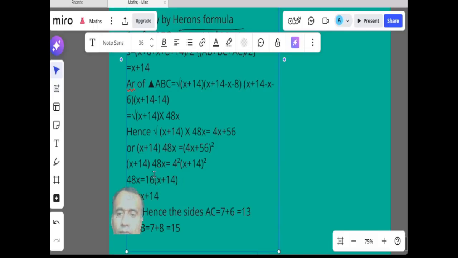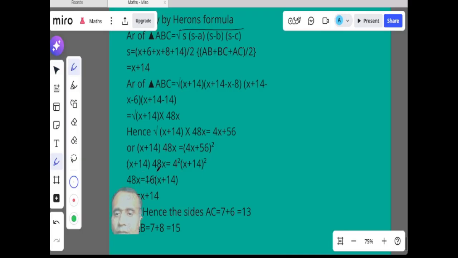Further, we can divide by 16. 16 times 1 is 16, 16 times 3 is 48. So 3x is equal to x plus 14. We take x to the left hand side, it becomes 3x minus x. So that is 2x is equal to 14, that means x is equal to 7. So from this we get the measures of the two sides.